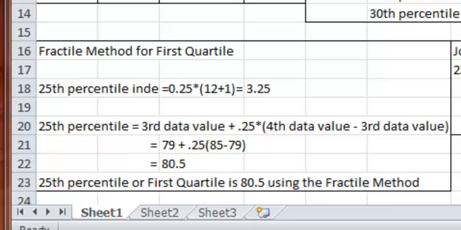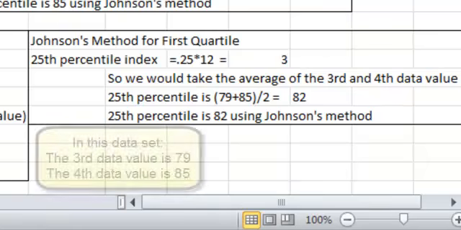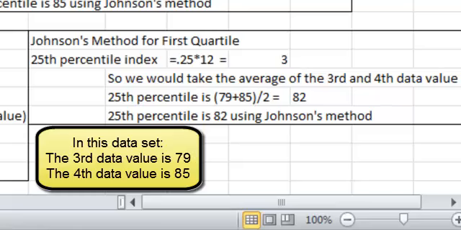And using Johnson's method, getting the index of 3, and remember if the number comes out an integer, then we need to take the average of that indexed data value and the next one, so X3 plus the 1 greater, X4, and average those out to get that percentile. So we take 79 plus 85 divided by 2, and that gives us 82 for the 25th percentile.